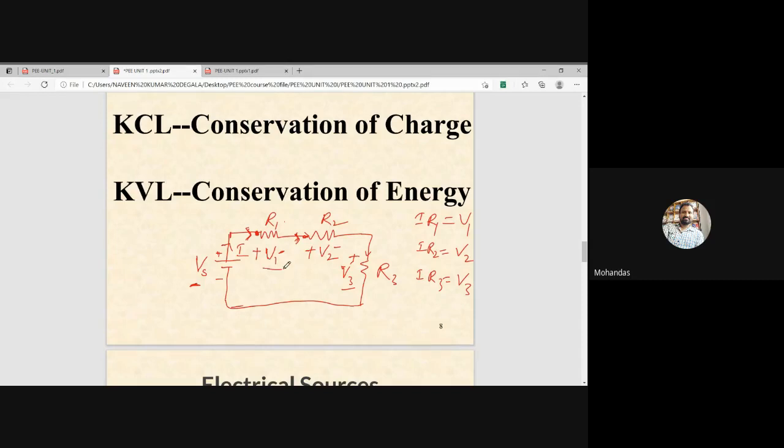assume the current is flowing in clockwise direction. Now, according to KVL, by using the sign convention, can anybody tell me the KVL equation for the given circuit? So totally how many voltages are there?